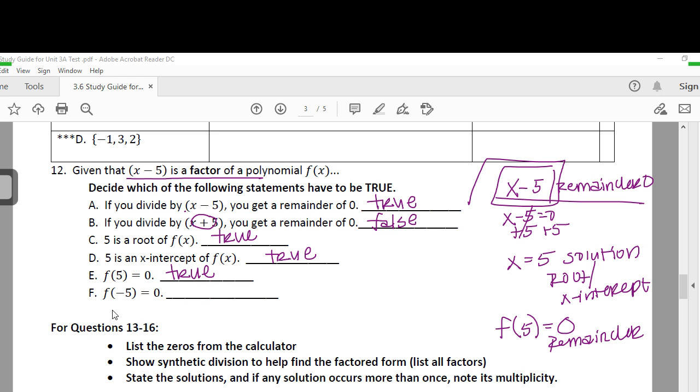F of negative 5, well, if I kind of unsolve this, so if I have x equals negative 5, and I want to bring the negative 5 from the right to the left, so I add 5 to both sides, I would get x plus 5 equals 0. Well, again, my given information is nothing about x plus 5. So I have no idea if f of negative 5 is equal to 0.